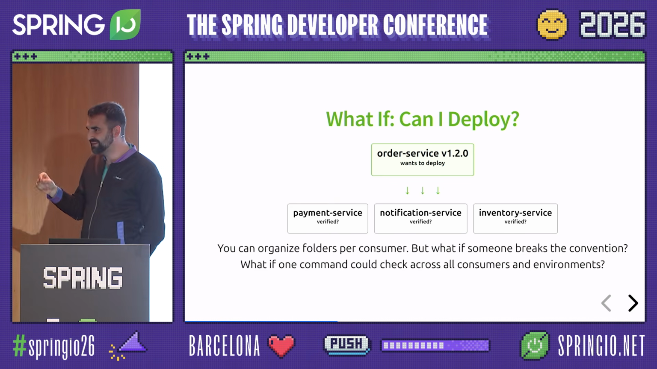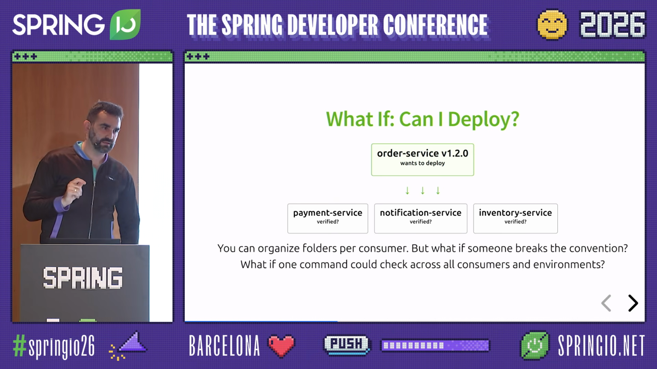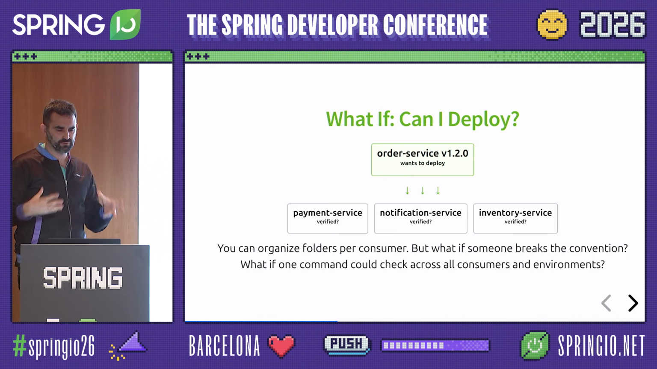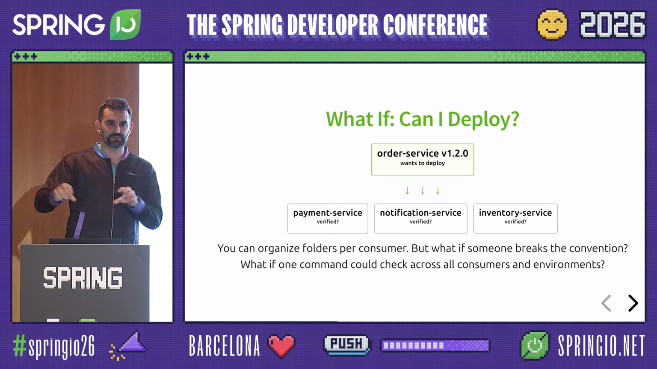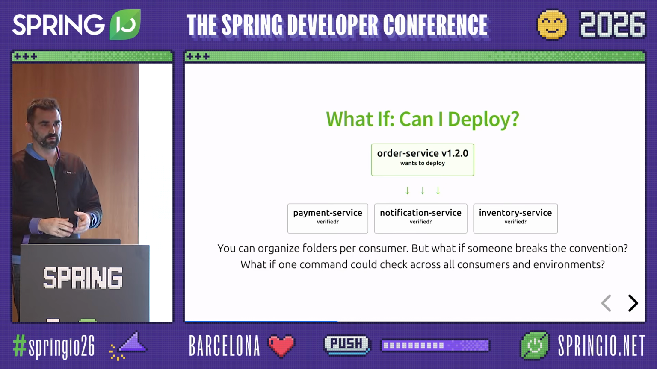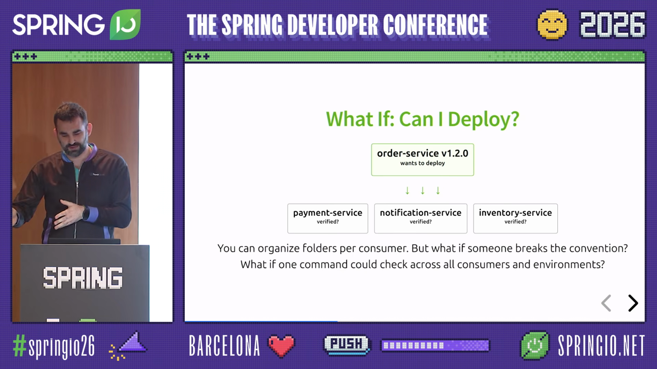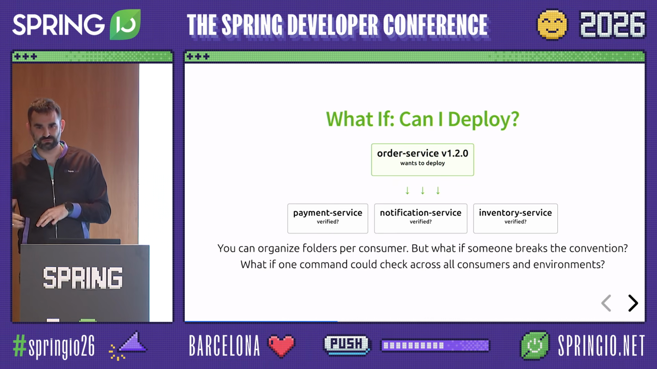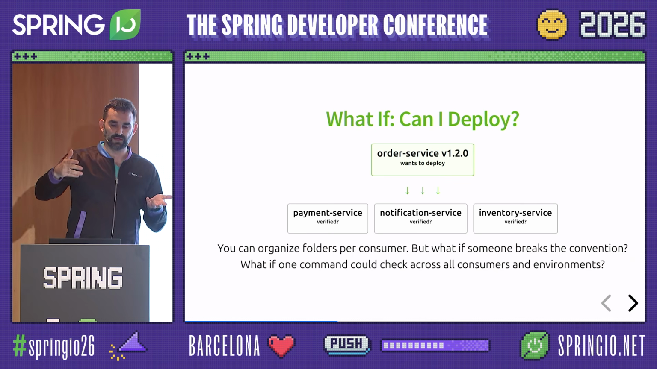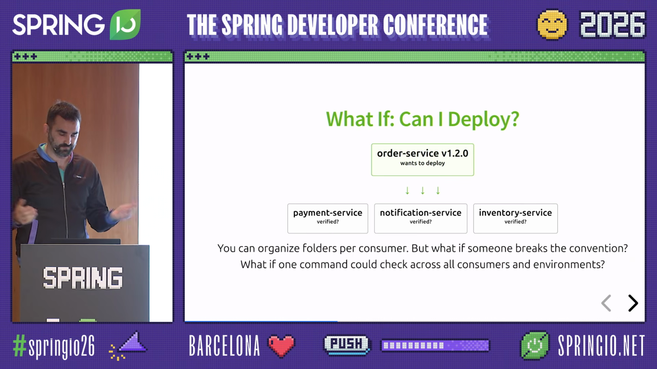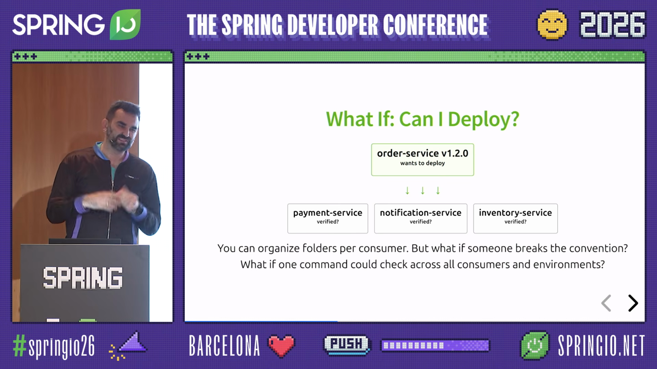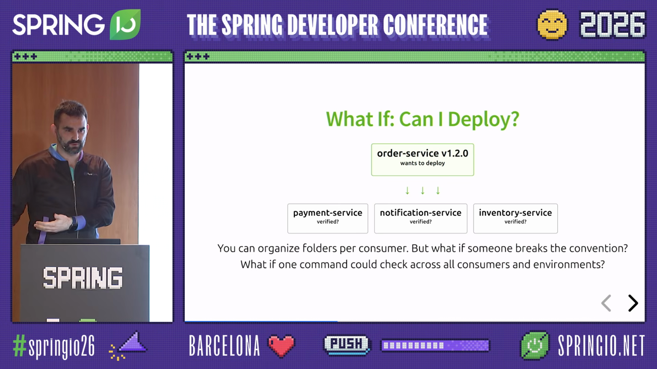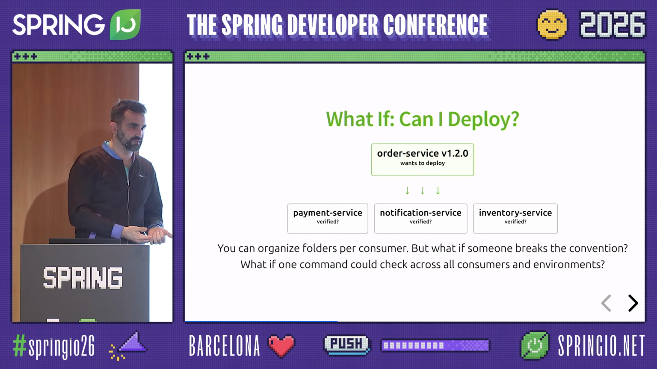In Spring Cloud Contract, you can do something like this. It's called stubs per consumer feature, which means that when you have contracts, you can organize them in folders that resemble the consumers. So instead of putting them under source test resources contracts, you would do source test resources contracts payment service, notification service, inventory service, and then you would have a subfolder for 1.2.0, 1.2.1, whatever, right? All those versions. Okay, but somebody can break the convention, right? So maybe it would be nice from the point of view of order service to be able to verify this with one command.